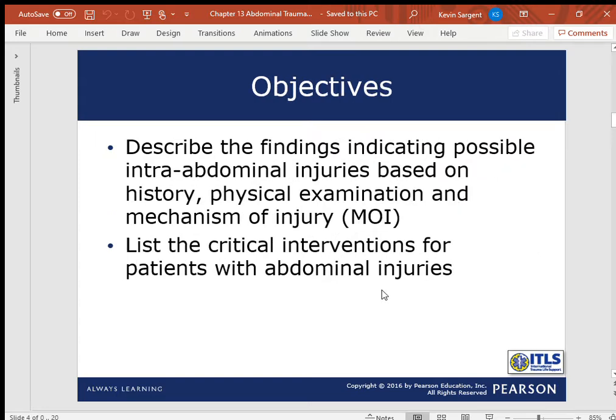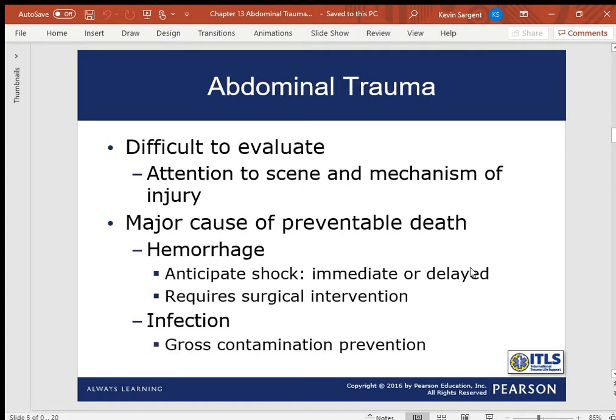Also, we're going to look at findings indicating possible intra-abdominal injuries based on history and physical exam. Generally, if it hurts, there's something wrong. So we want to look for different types of signs, and we'll talk about those. And then we'll talk about critical interventions.